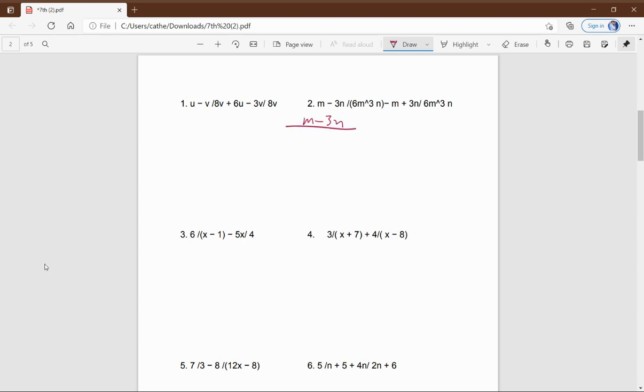Okay, m minus 3n over 6m 3n minus m plus 3n over 6m 3n. Okay, then we're going to multiply this by 6m 3n. Let's cancel that out. We would get 6m4 and subtract that by negative 18m3n squared, and then we multiply this, so that would be negative 6m4n and plus that by 18m3n squared.